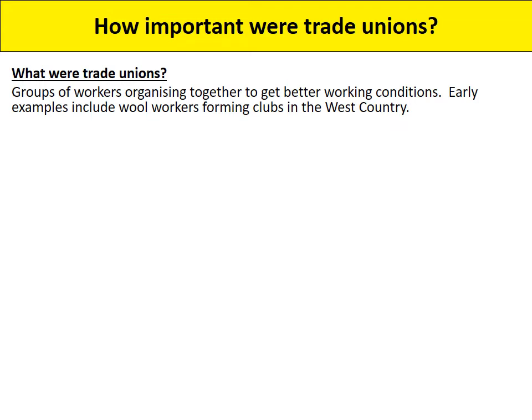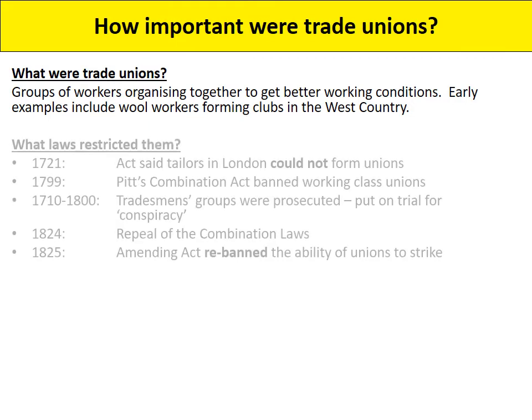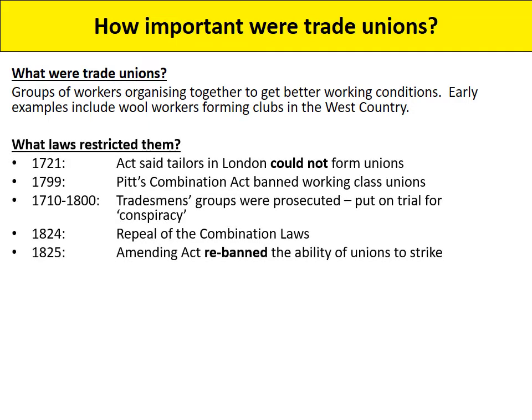So an example early on from our period is wool workers in the West Country. What laws restricted them? So we're all the way back in 1721, the government worried about unions. So tailors in London were banned from forming unions to begin with. And of course that's before our time period, but it's helpful to understand the context. 1799, we've just talked about that, Pitt's Combination Act.